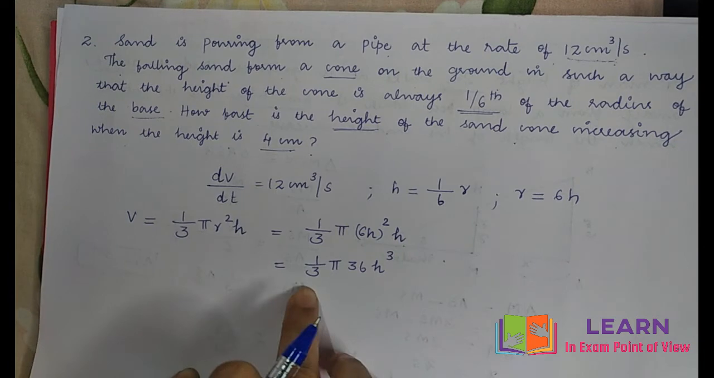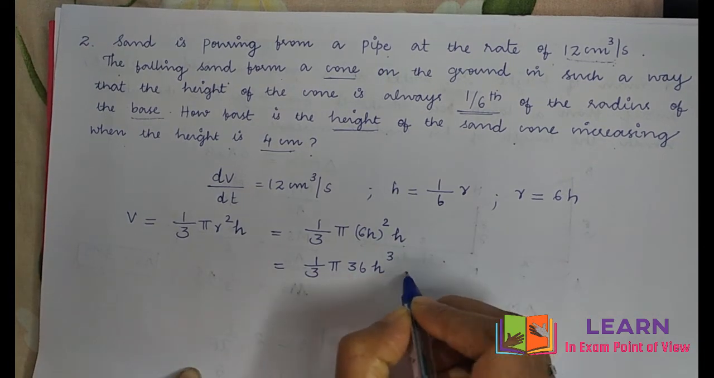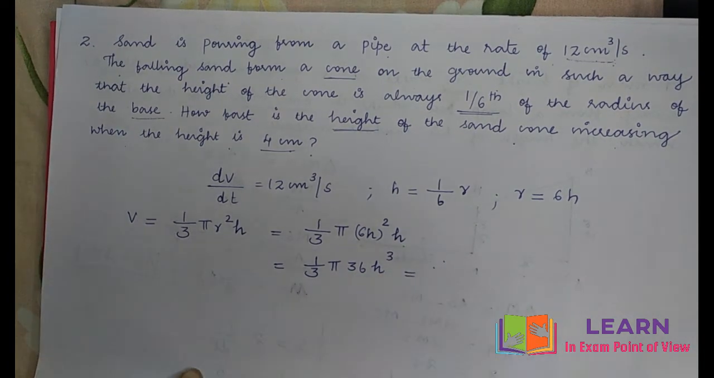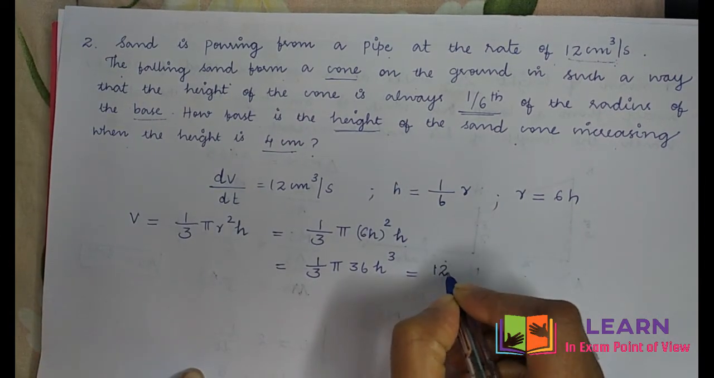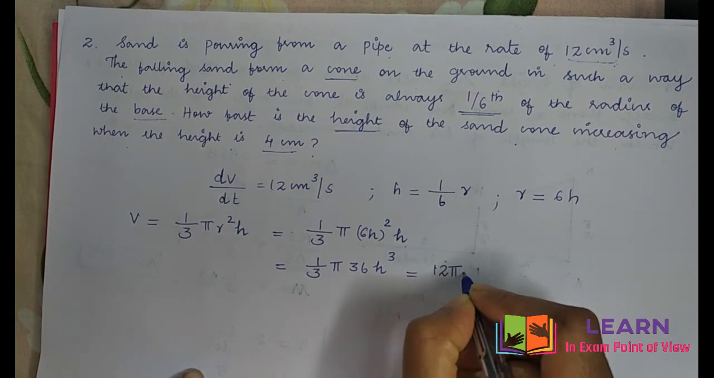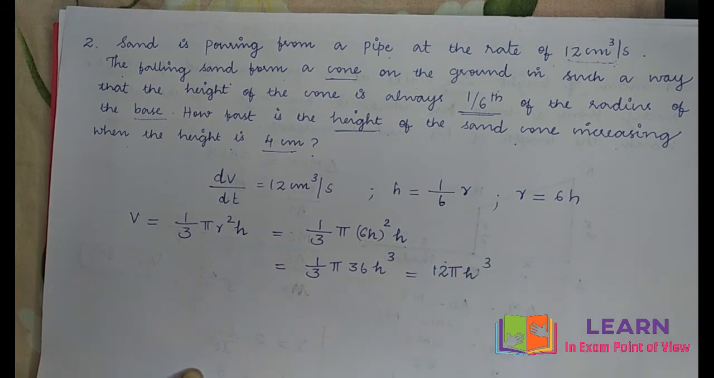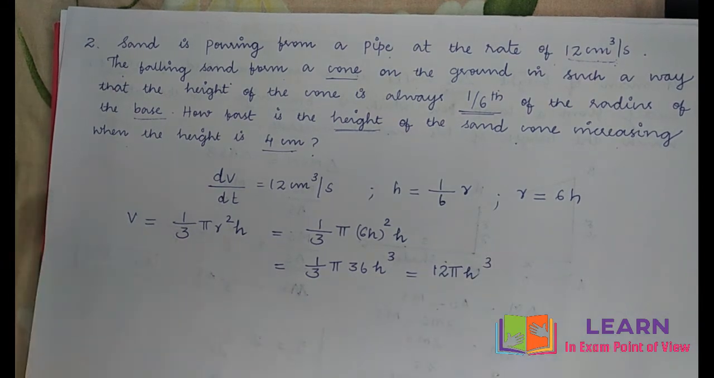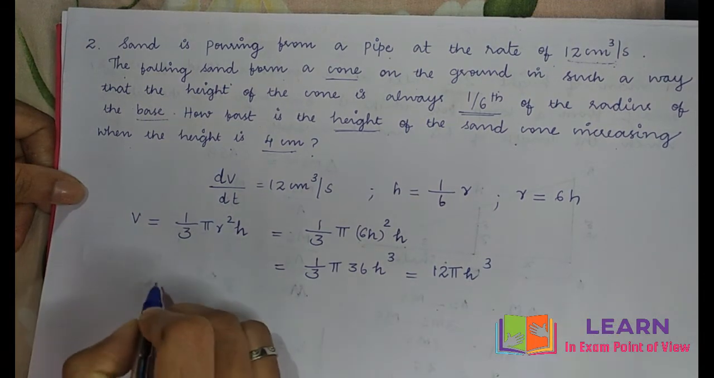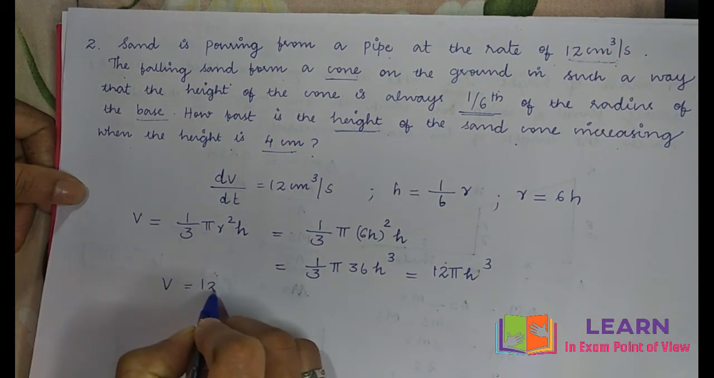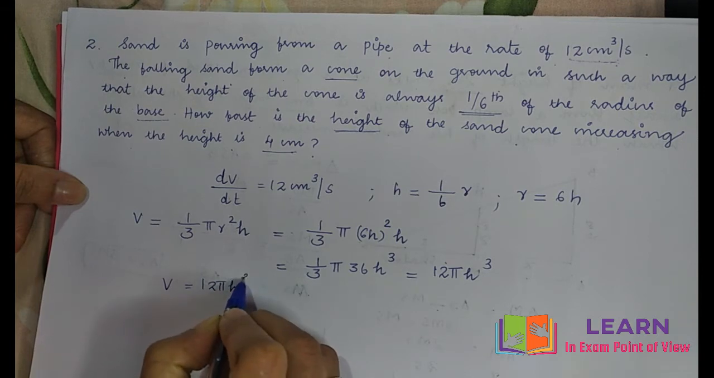Now 36 divided by 3 is 12, right? So you are getting 12 pi h cube. Fine. Now this is what we have got: 12 pi h cube.